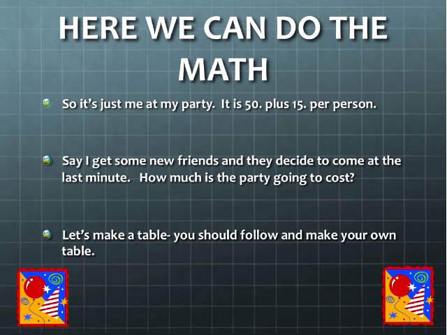All right, so let's figure out something else here. So it's just me at the party. It's $50 plus $15 per person. Say I get some new friends, and they decide to come at the last minute, and mom's let them come. How much is the party going to cost? So we're going to make a table, and you should follow and make your own table just on your Cornell notes so that we can make sure that you are doing things the right way.